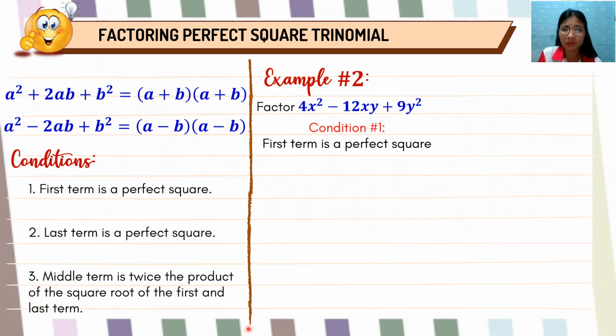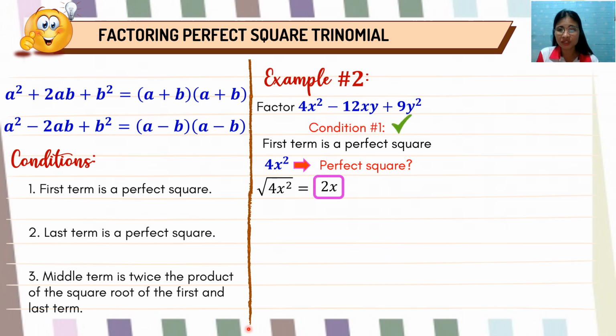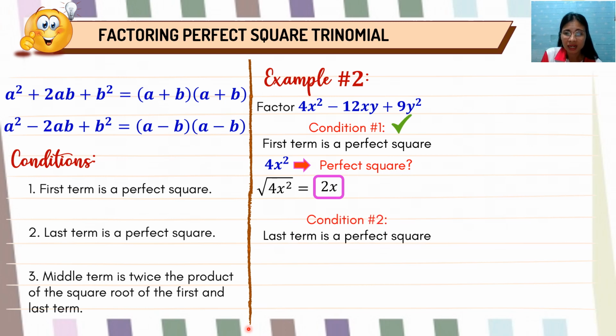So condition number 1, first term is a perfect square. Our first term is 4x squared. Get the square root of 4x squared. So the square root of 4 is equal to 2, and the square root of x squared is equal to x. So meaning it's a perfect square. Condition number 1, check. Next, condition number 2, last term is a perfect square.